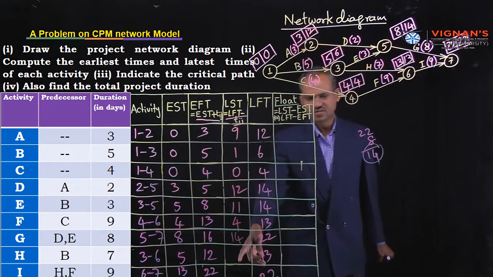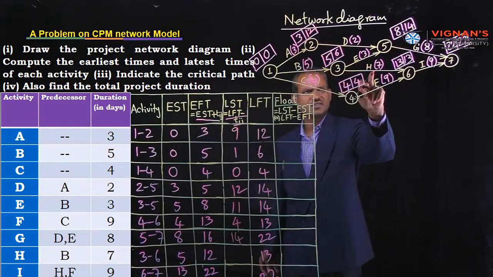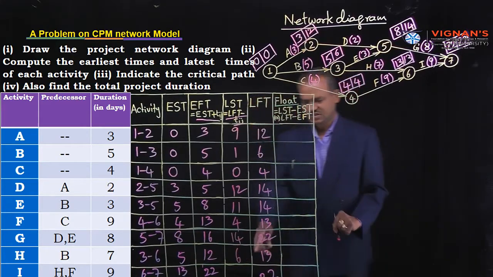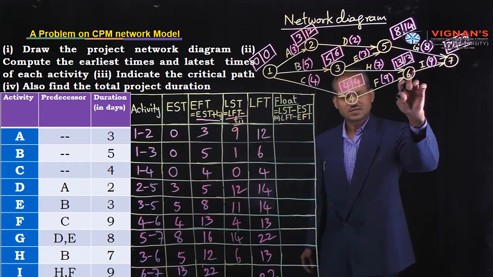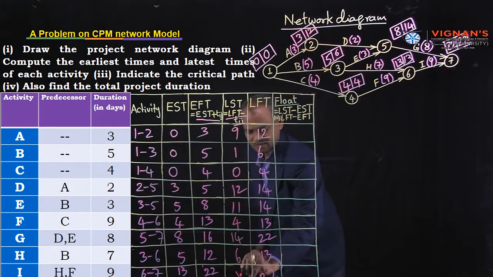14. Next, 3 to 6. H activity, 7. 13 minus 7, 6. Next, the last one is 6, 7. 6, 7 means 22 minus 9, 13.